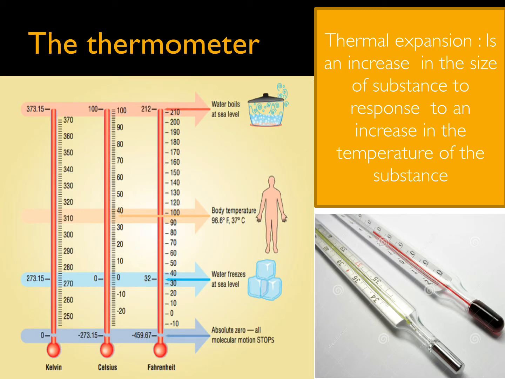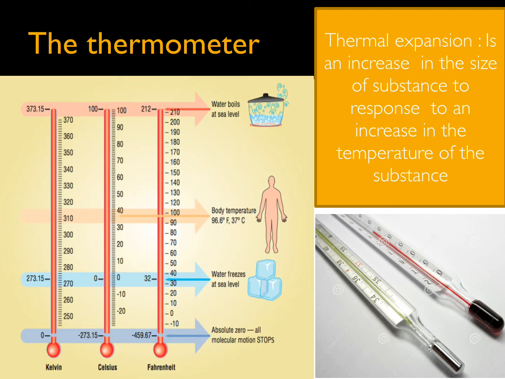Now, we have different kinds of thermometers. As you can see in front of you, some of the thermometers use mercury in them. Others use alcohol. Why did they choose mercury and alcohol for thermometers? There's a reason behind it. Because they remain in liquid form over a large temperature range.